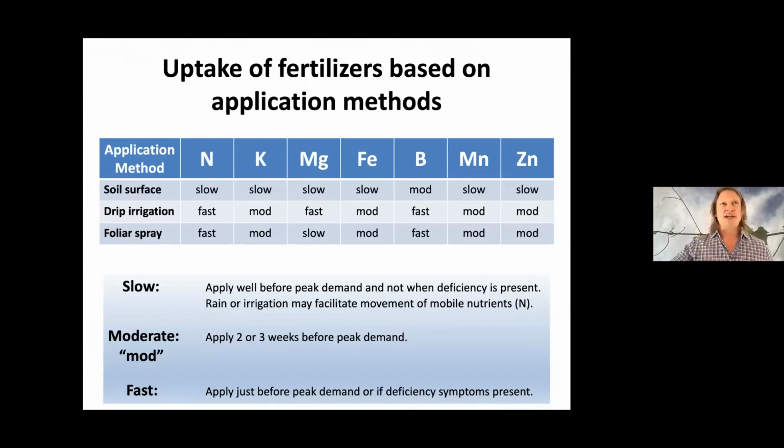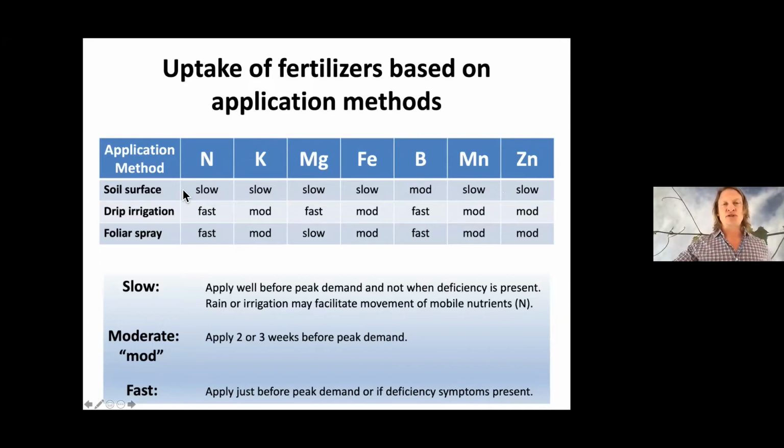So if you apply most nutrients on the soil surface, as you see, most of the uptake is going to be slow and dependent on rain or incorporation. Nitrogen and potassium are going to move in with rain, so will magnesium, so will boron. Boron is a non-charged element, so it's going to move pretty quickly. Manganese and zinc a little slower.